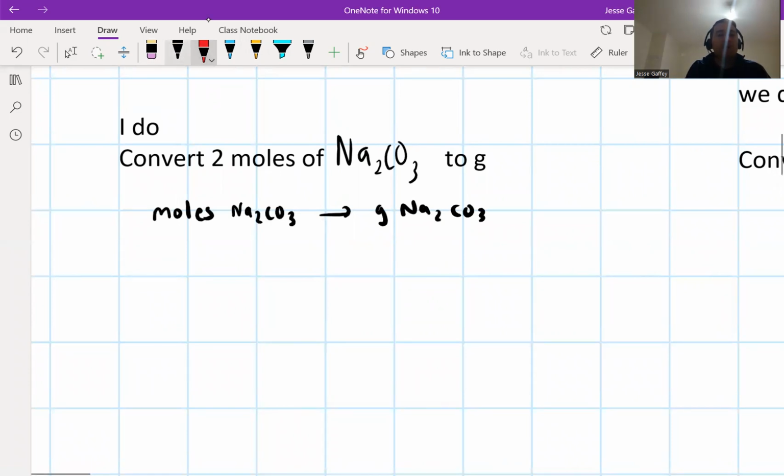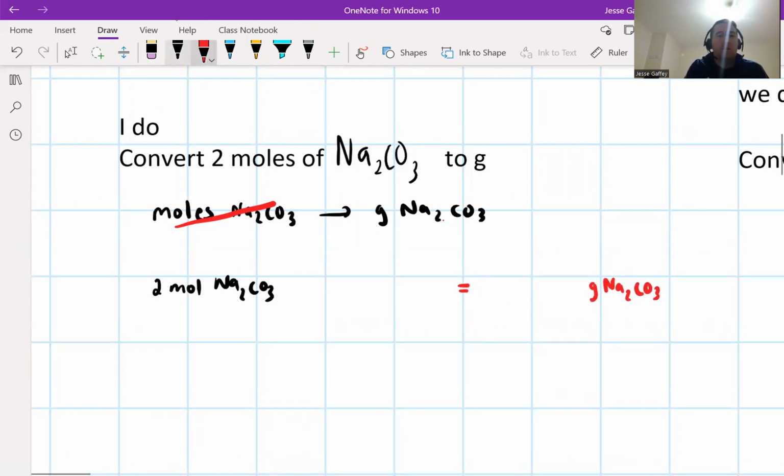Okay. So I know I've got 2 moles of Na2CO3. So I'm going to go ahead and write that. 2 mole of Na2CO3. And now I need a conversion factor that goes between moles of Na2CO3 and grams of Na2CO3. Remember, I want this to cancel and leave me with this in my answer. So over here, after my equal sign, I need to finish up with grams of Na2CO3. And I need a number here, obviously.